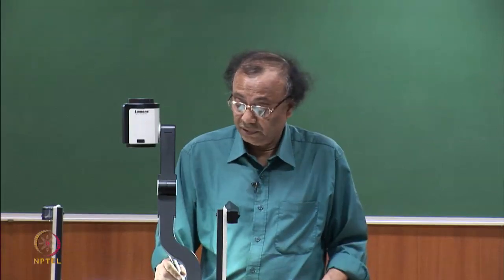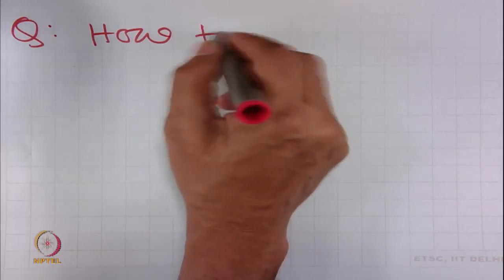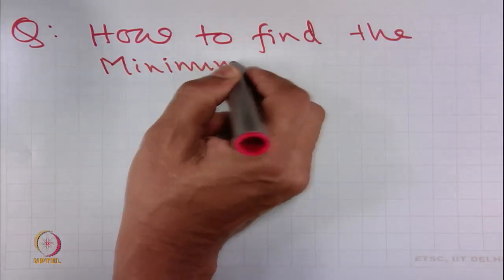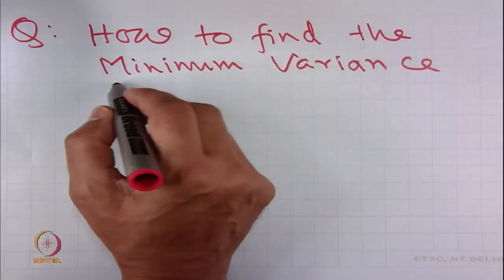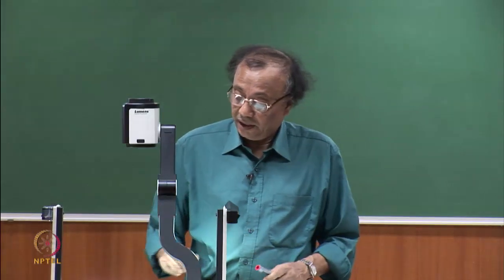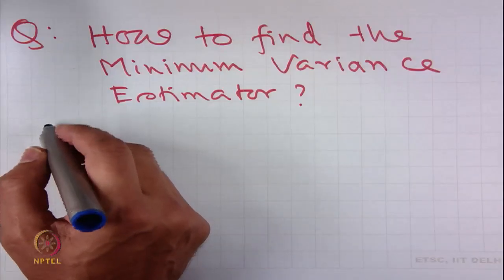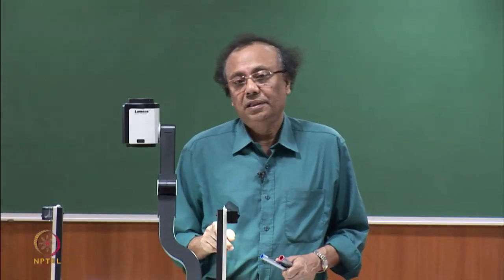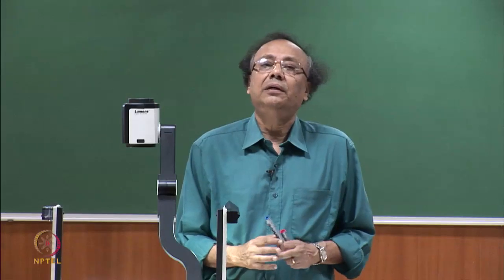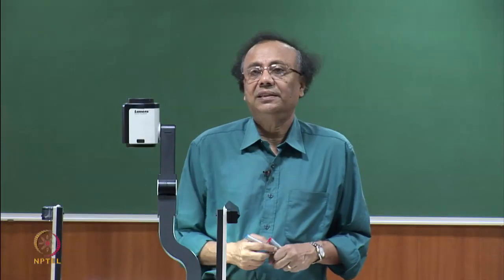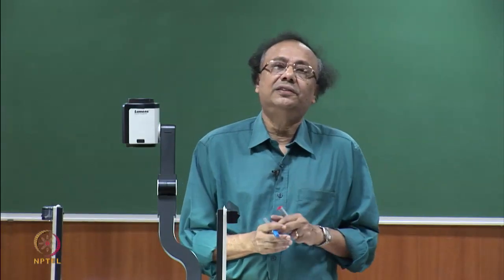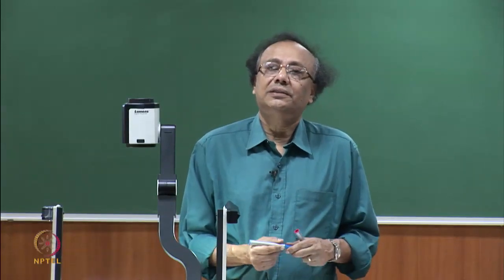The question is how to find the minimum variance estimator. This is very important, as there is no dearth of estimators. We have already seen that there can be any number of estimators for estimating a particular parameter theta, but the problem is how do we know this is going to be the minimum variance. The advantage is that if we know that the minimum variance has to be some particular value, say v, and if we get an estimator T whose variance is the same as v, then we know that it is the minimum variance estimator.